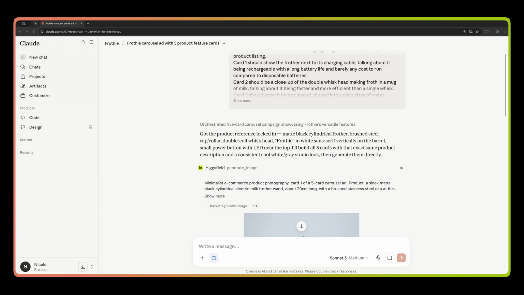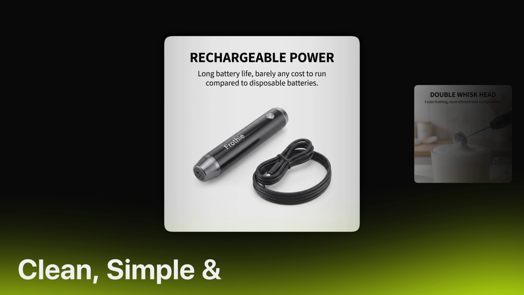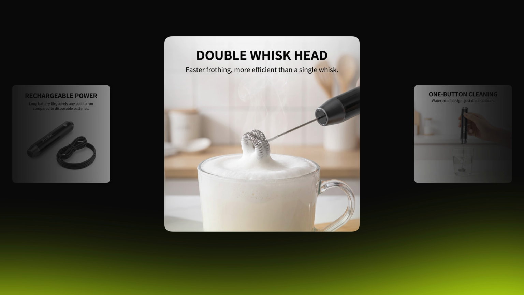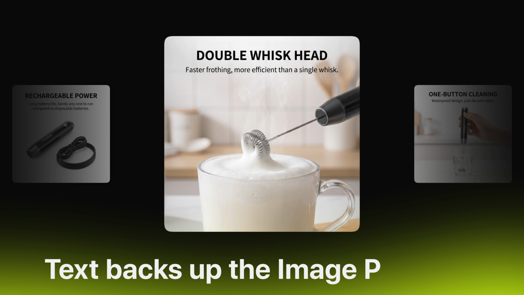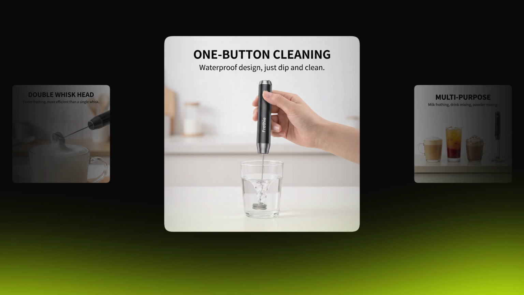And after a few minutes, here we are. The first card is about battery. This shot is clean and simple and gets the point across instantly. Second one is about the double whisk head in the milk, foaming it up, and the text backs it up with faster and more efficient than a regular single whisk. Third image is about 1-button cleaning with just a dip in water. This image also looks great.